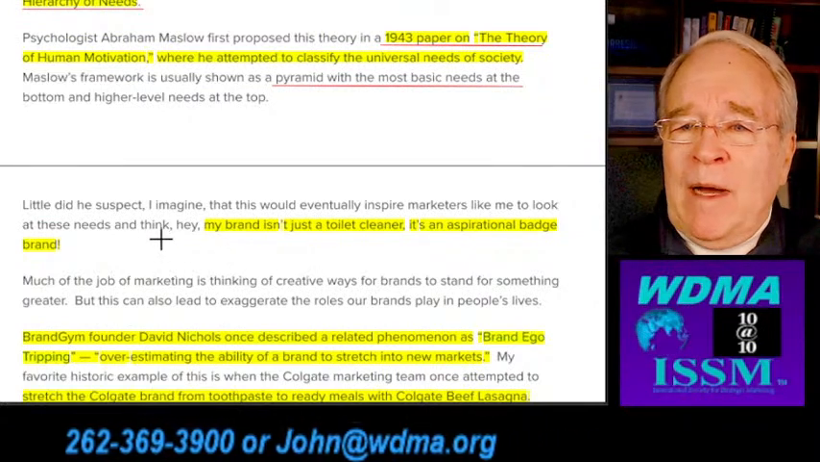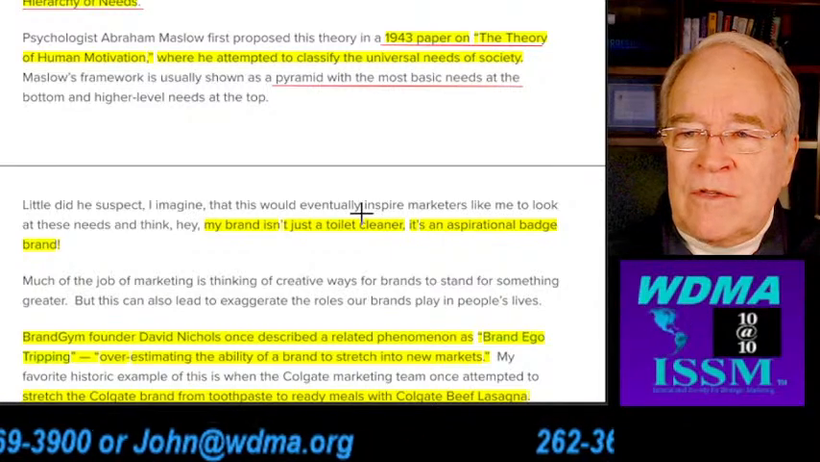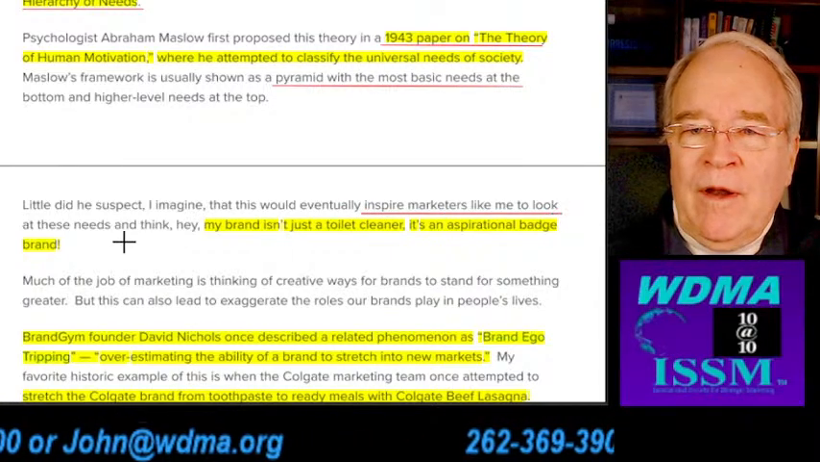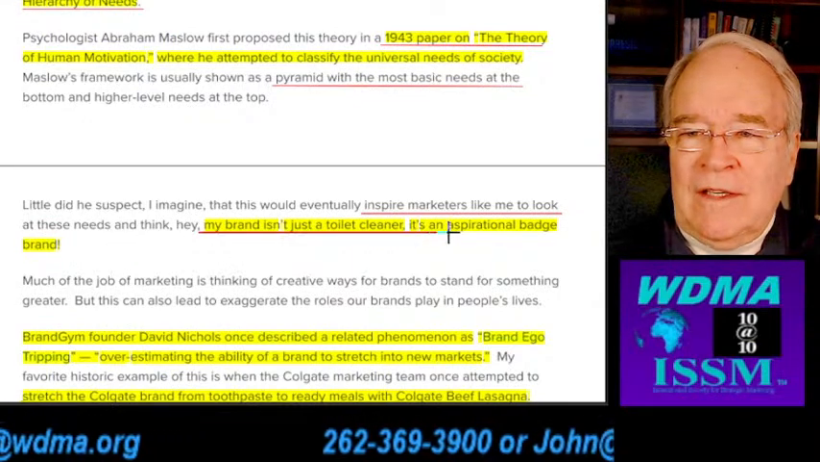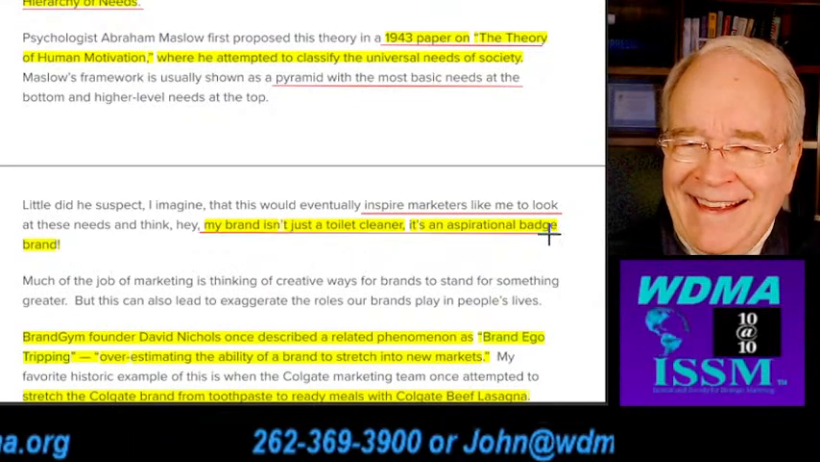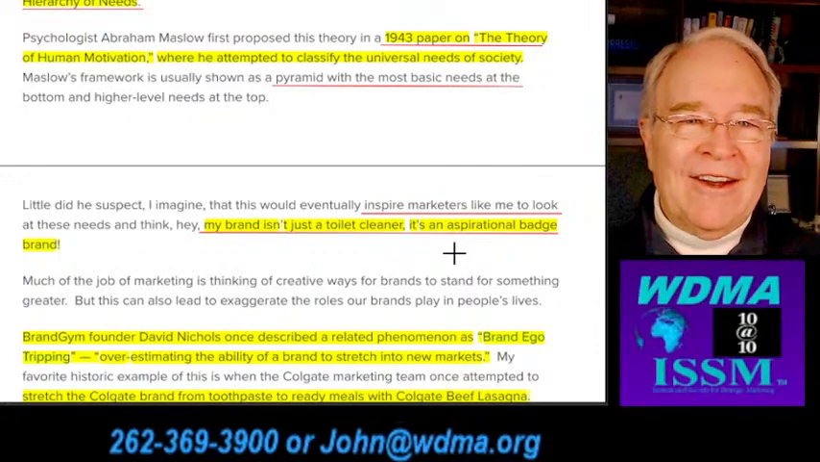Eventually, his pyramid would inspire marketers like Fishburne to take a look at these needs and think, hey, my brand isn't just a toilet cleaner. It's an aspirational badge brand.